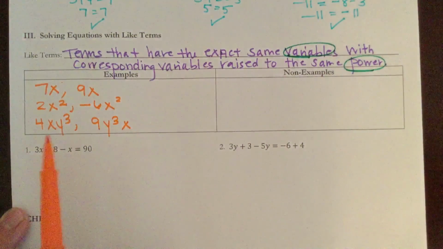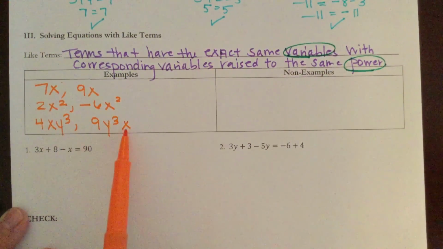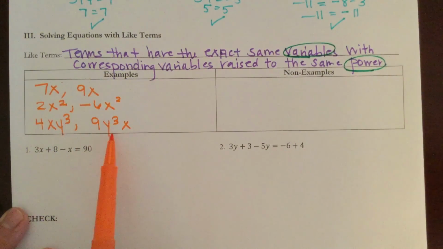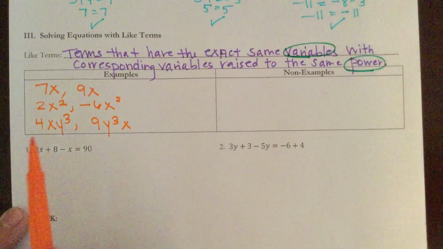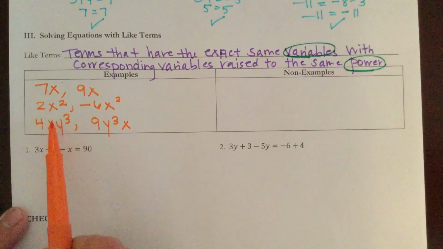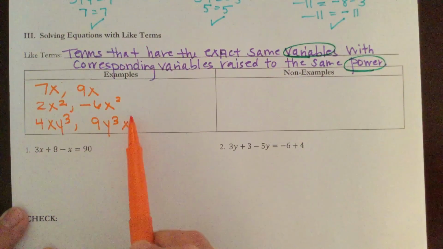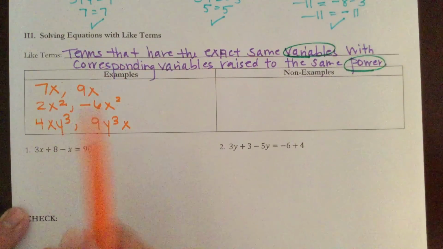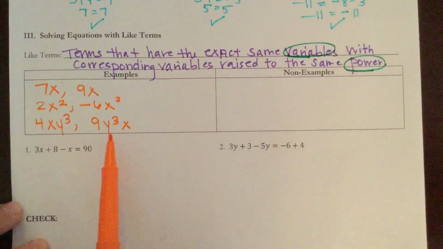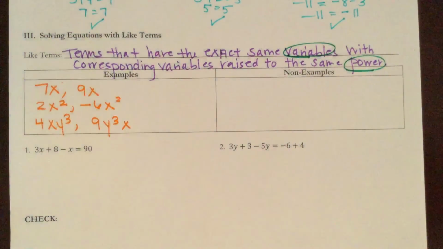Again, both terms contain the variables x and y, and those variables that are corresponding have the same power. This x is to the first power. This x is also to the first power. This y is to the third power. This y is also to the third power. Therefore, we have like terms.